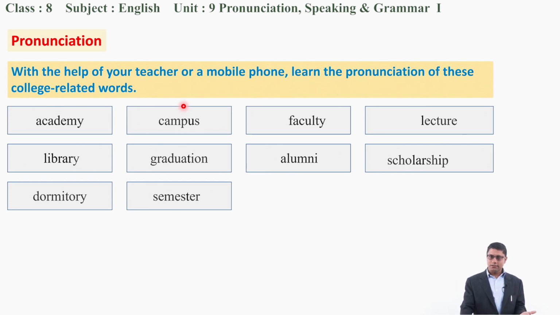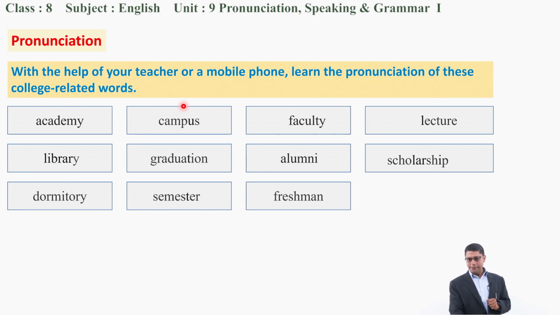Pronounce it. Okay, now listen and check. Semester. Again. Semester. Okay, I hope your pronunciation matched with this one. Now next word. Okay, pronounce it. All right, now check whether you did well, whether you pronounced correctly or not. Freshman. Freshman. Was your pronunciation correct? Okay, that's good then. Now the last one.